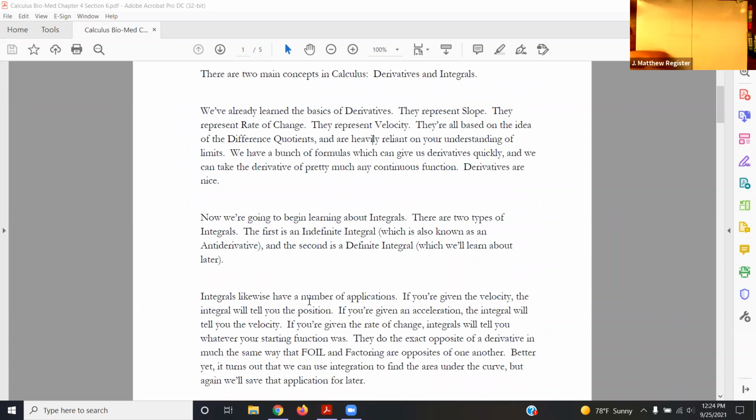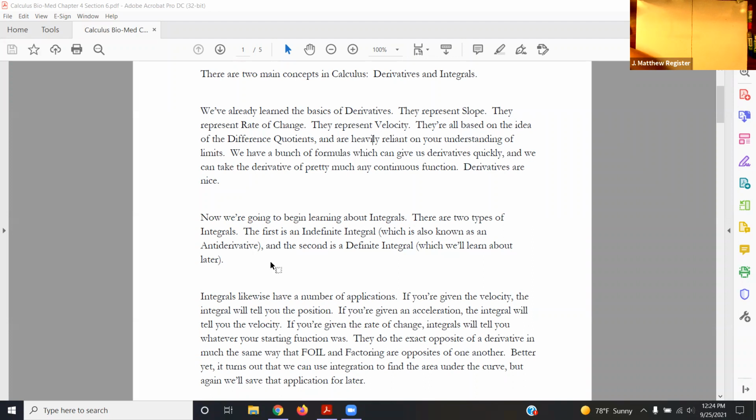Integrals are tricky. And so there's a number of applications for integrals because what they do is they undo a derivative. And so if you know the velocity, this will tell you the position. If you know how something is changing, this will tell you the values that you would have for something. If you know how a population is changing, for example, the antiderivative will tell you what the population actually is at a particular time. It's a way of undoing a derivative.